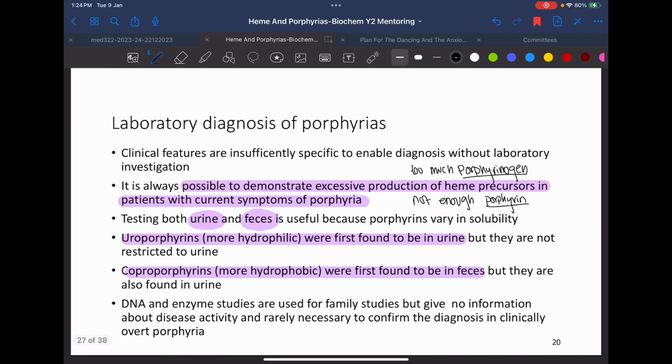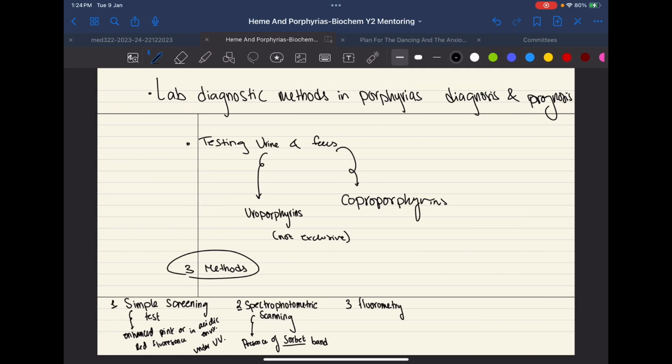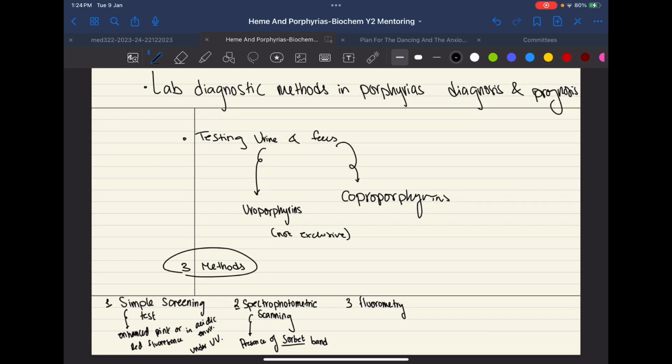Alright, so laboratory diagnosis of porphyria. There's two ways we can go about this. We can either test the urine or the feces. We test the urine for uroporphyrins and we test the feces for coproporphyrins. Now, just an important note, uroporphyrins are not only found in the urine and coproporphyrins are not only found in feces. This could be found here and this could be found here, but we're sticking to the majority.